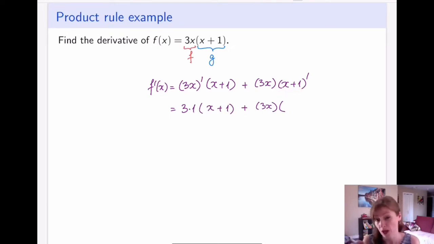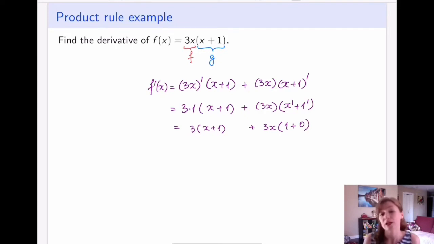Now, once I have a sum, I can take a derivative of each one of them separately. So it's a derivative of x plus a derivative of 1. Okay, let me write this out one more time. So this is 3x times (x plus 1) plus 3x. The derivative of x is once again just 1. The derivative of 1 is a constant, so it's 0.